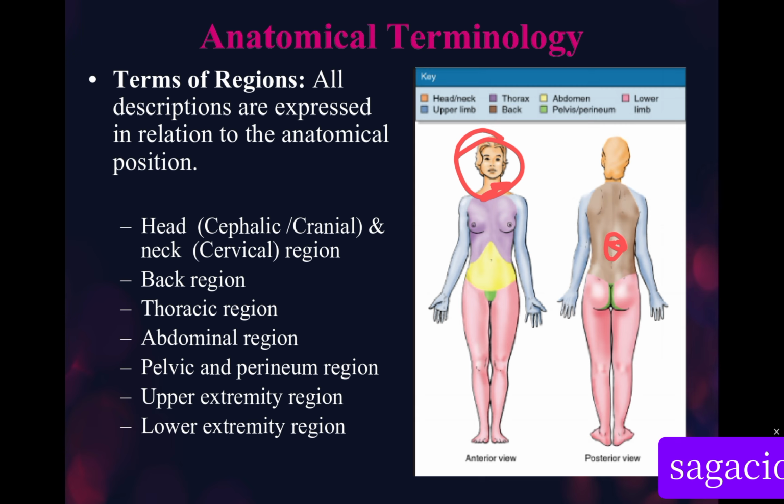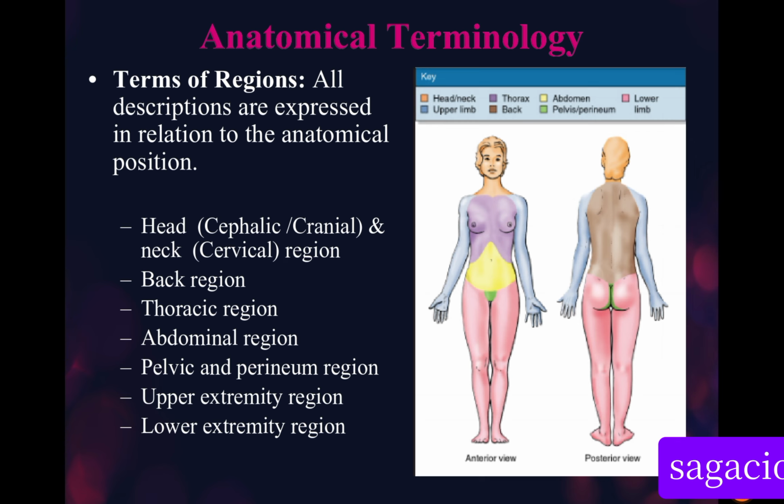We have the thoracic region. So this is the thoracic region. We have the abdomen region. So this is the abdomen region. We have the pelvic and the perineum region. We have the upper extremity region and the lower extremity region. So look at the upper limbs and look at the lower extremity region. All these are the upper, and this is now the lower extremity region. So this is a typical example of the anterior view.